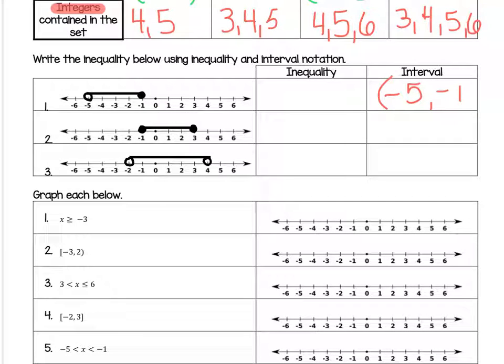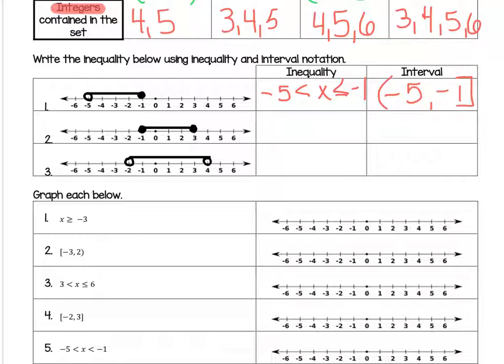-1 is, so that bracket will get closed off. And if I write this in inequality notation, hopefully we know how to do this by now, but if not, let's just do a quick review. We start at -5. It's always a less than symbol to make the inequality statement true. And we'll use x is less than or equal to -1. Again, because -5 cannot be equal to x, but it can be equal to -1.